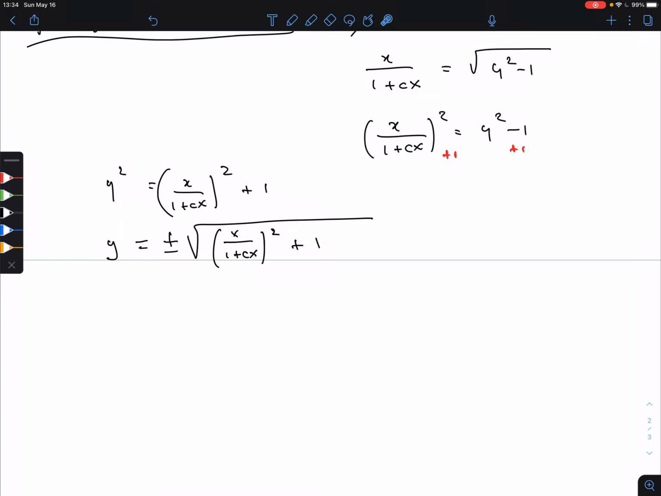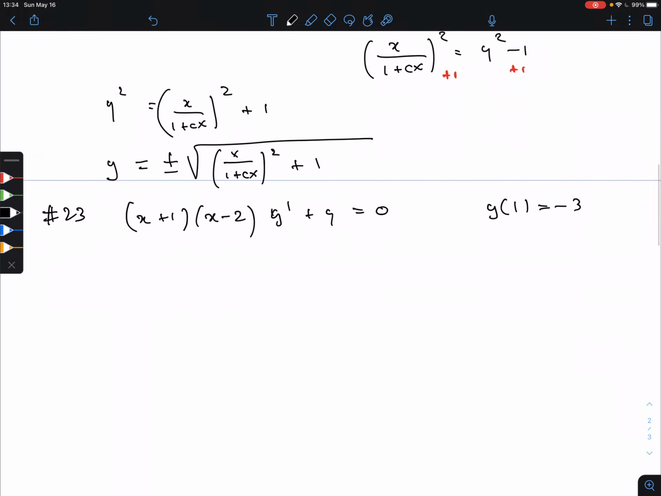Sorry, I got it now. That was number 23. Number 23. x plus 1 times x minus 2 y prime plus y equals 0, and y(1) is negative 3. This is an initial value problem. Again, it's not exactly in the form, but it is clear how to do that.